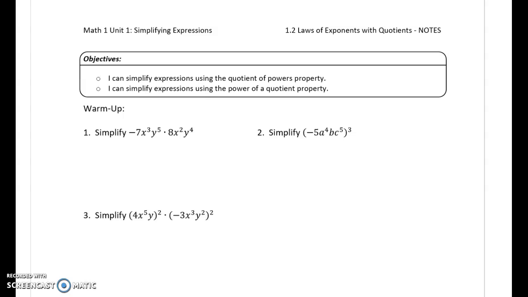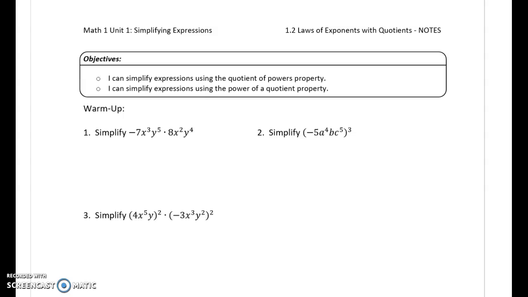Let's get started with the notes for section 1.2, laws of exponents with quotients. As you can see here, our objectives are that after we're done with this lesson, you should be able to simplify expressions using the quotient of powers property, and you should also be able to simplify expressions using the power of a quotient property.